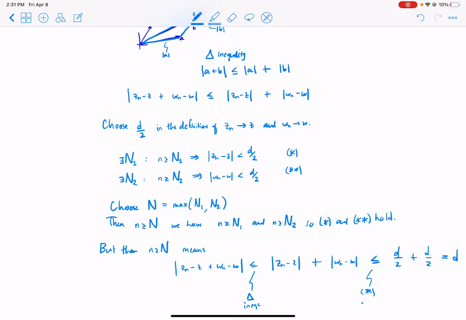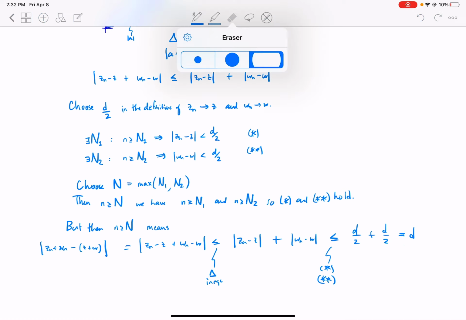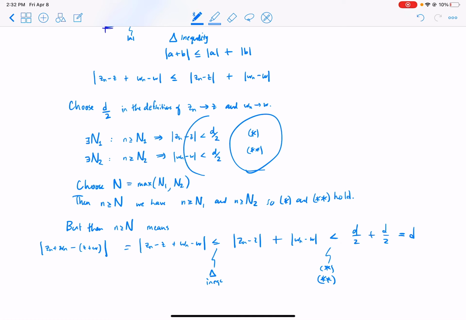So star gave us that, and then double star gave us that. And this is exactly the definition of our sequence converging. So now we've shown that if we go past capital N, this thing is less than D. Well, I guess right here we have strictly less than. The strictly doesn't really matter so much here, but we do have it because star and double star have strictly less than, so we get strictly less than.